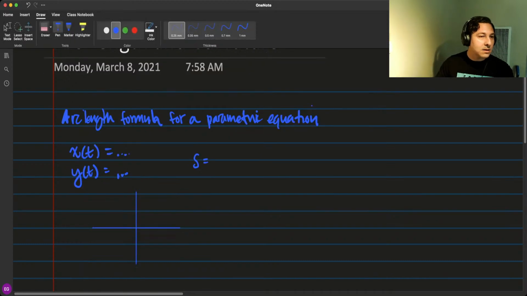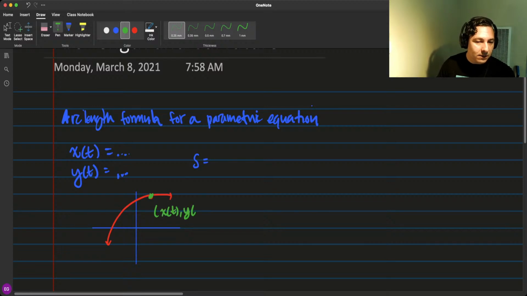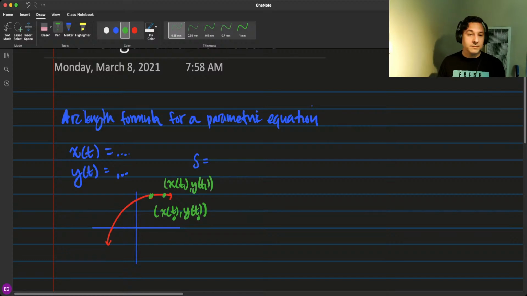There's your axis. So you have some sort of curve that looks like this. If you look at a point on this curve, you have some x value, comma, some y value. Right there could be x of t naught, y of t naught, and then over here you could have x of t1, comma, y of t1. So you move along that curve parameterized by a t value.